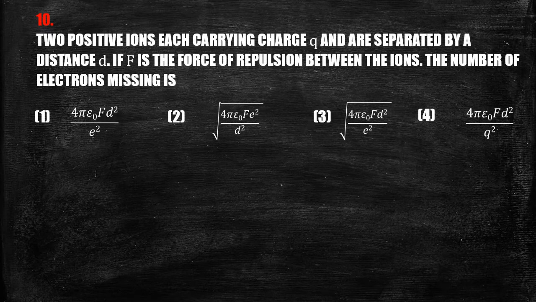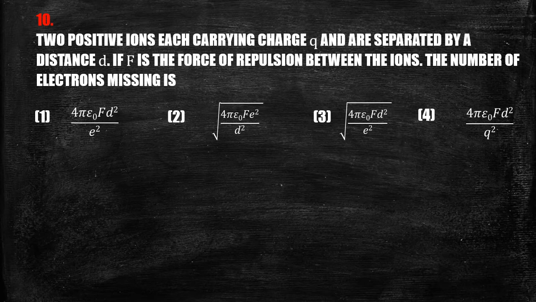Now let's see the 10th question from the NEET Electrostatic set of questions. Two positive ions, each carrying charge Q, are separated by a distance d. If F is the force of repulsion between the ions, the number of electrons missing is, we have 4 options here. There is a 4 pi epsilon 0 factor in every question. Since Coulomb's law is involved, there is a 4 pi epsilon 0 factor for sure. There is a d square factor also. Let's see what is the answer.